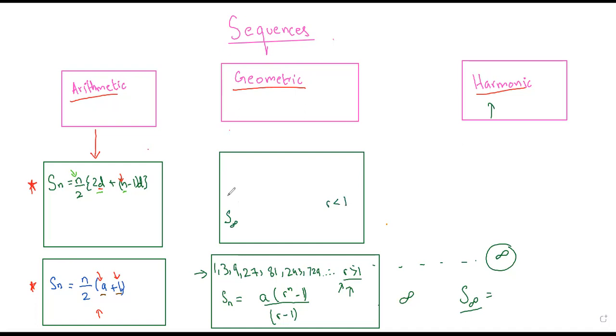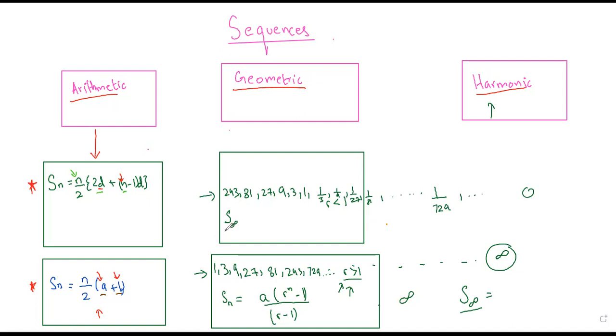For example, we start with 243, then we have 81, then we have 27, then we have 9, then we have 3, then 1, then 1 by 3, then 1 by 9, then 1 by 27, 1 by 81. Now, what do you see? That we are going on continuously and the number is getting smaller, smaller, and even smaller. And there would be a time when the number would be approximately 0.00000000, but it would be approximately 0, right? So we can find sum of all these terms, okay?